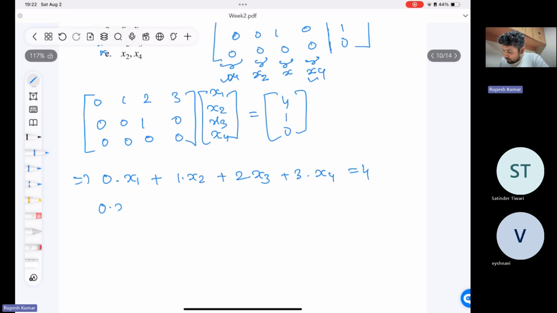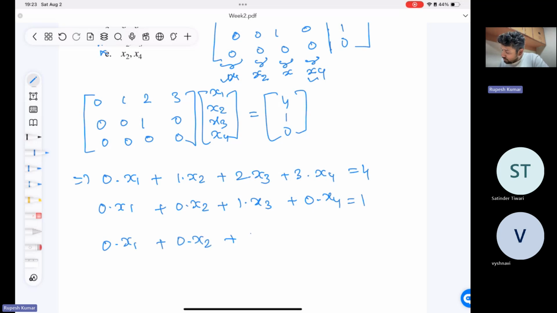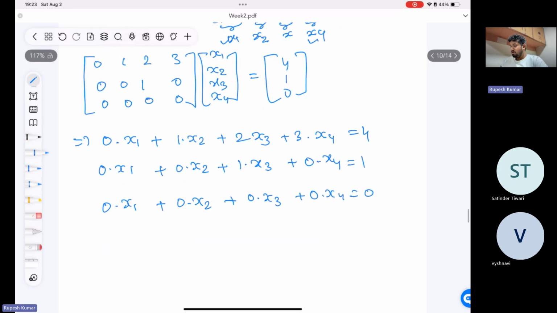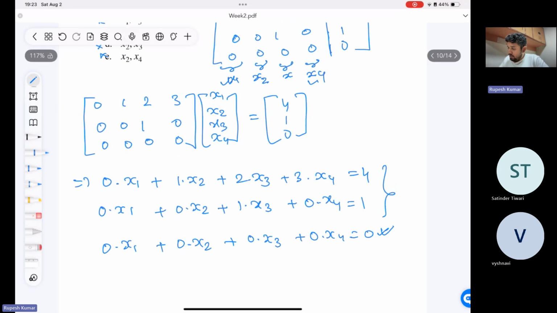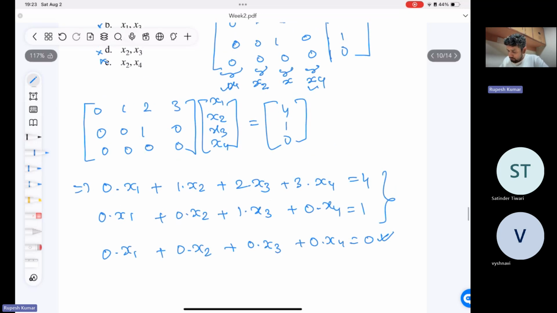Now, 0 into x1 plus 0 into x2 plus 1 into x3 plus 0 into x4 is equal to 1. Now 0 into x1 plus 0 into x2 plus 0 into x3 plus 0 into x4 equals 0, right? So the last equation doesn't give us any information. It is essentially saying you take 0 times all the variables, you get the value 0. Let's look into the top two rows that give us some information.